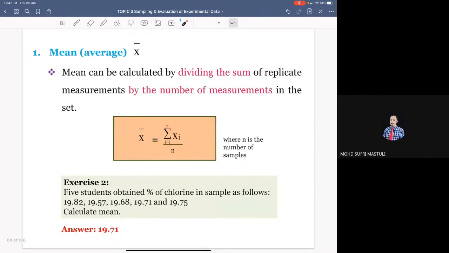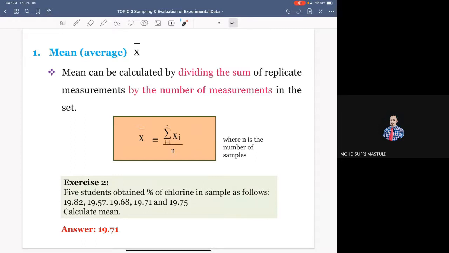So what is mean? Mean, or average. X bar is the symbol of mean. Mean can be calculated by dividing the sum of replicate measurements by the number of measurements in the set. So this is the formula to calculate the mean: the sum of the replicates divided by the number of measurements.